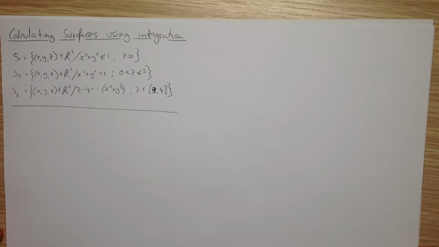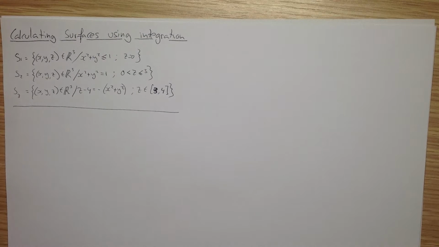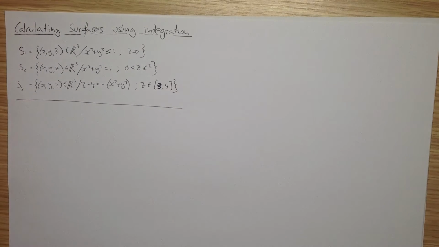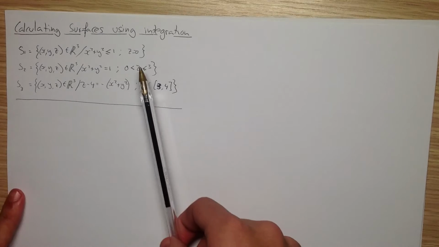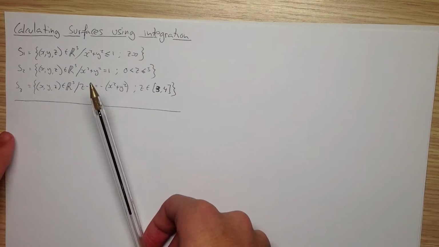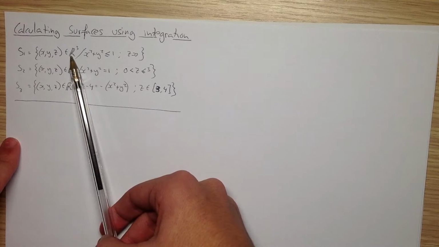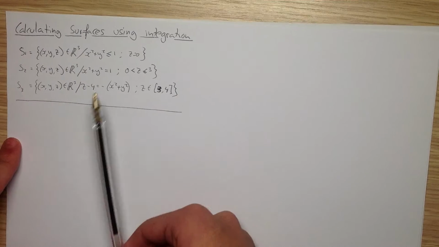Hello, I'm Joaquin Joya, and today I'm going to explain how to calculate surface areas of 3D shapes defined by three different domains using integration. So, let's take a look at the first domain. It is defined in terms of x, y, and z in R cubed.